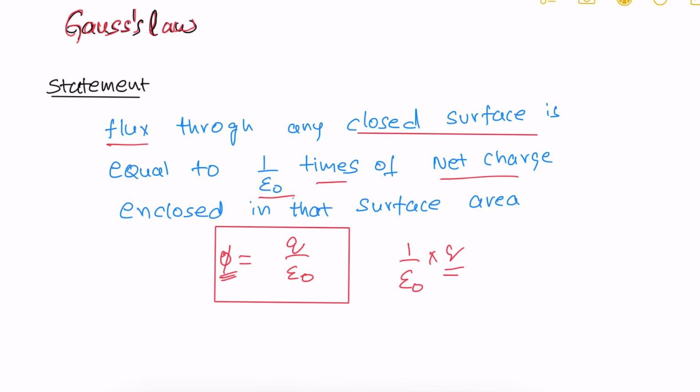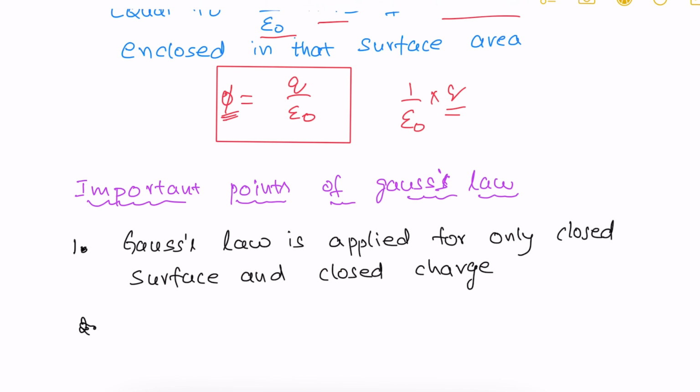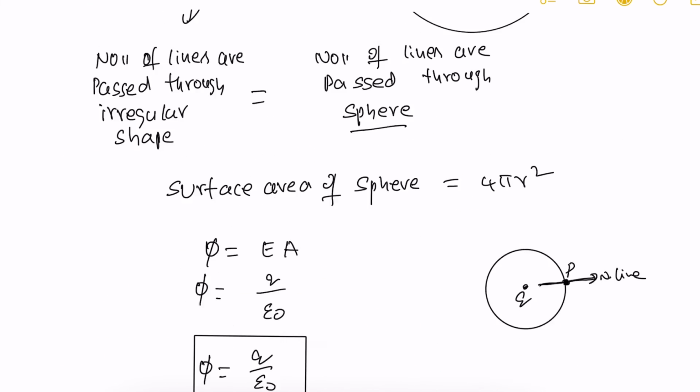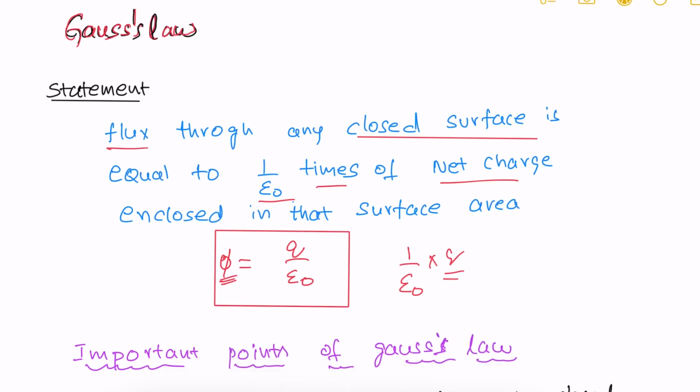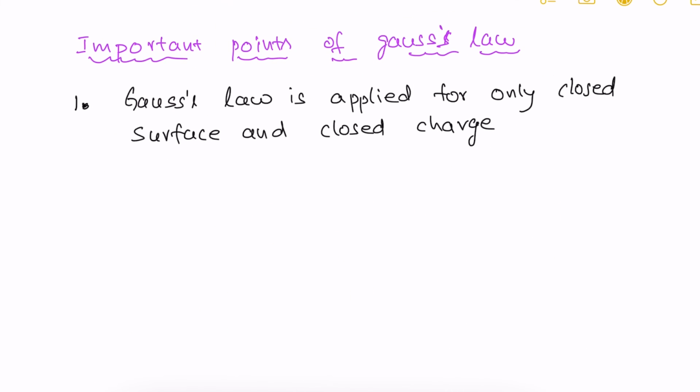So what is the Gauss formula? Phi is equal to q by epsilon naught. First point, Gauss law is applied for only closed surface and closed charge. Okay, now we take here the charge is enclosed in the space. Okay, but the charge is not open. Okay, so this is the first point.